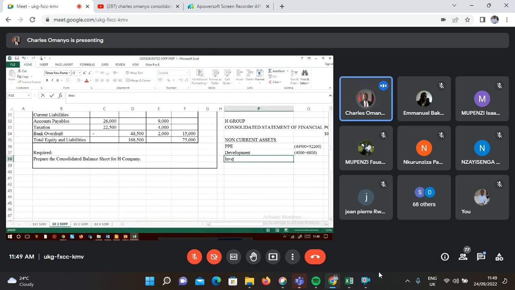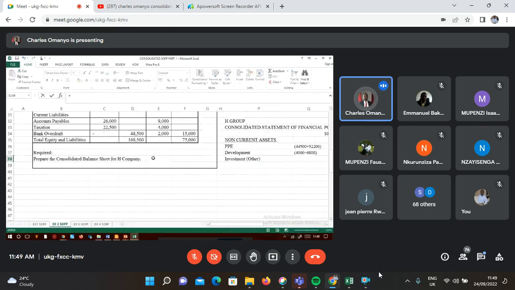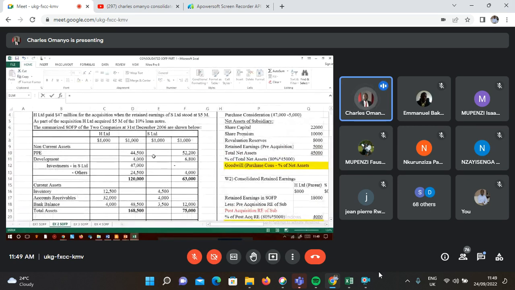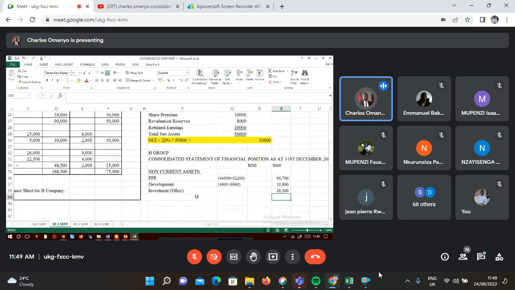So the investments we consolidate are the other ones. Don't consolidate investment in subsidiary. That is a rule, because there is goodwill. That investment is already accounted for when we are calculating goodwill. If you consolidate it and then again consolidate goodwill, you'll be double accounting, accounting for it twice. So we have accounted for that.